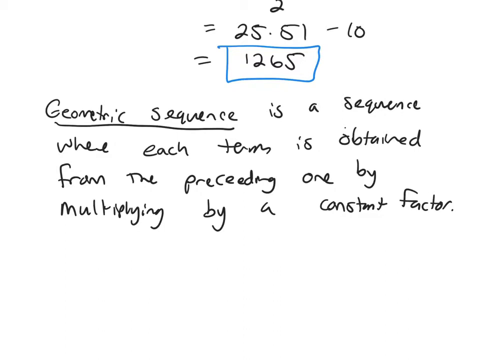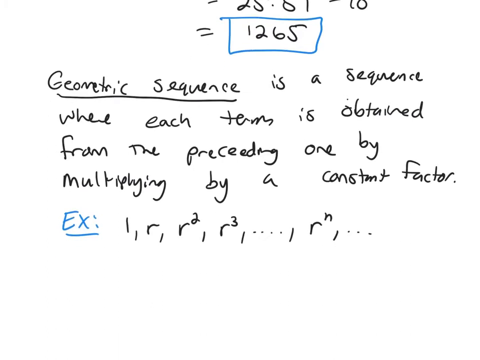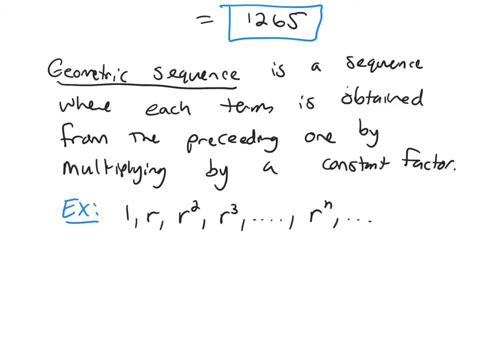So, an example of this, let's say my sequence starts with the number 1 and my constant factor is r, so I multiply 1 by r to get r, multiply by r again to get r squared, r cubed, and in general it would be r to the n. So this is an example of a geometric sequence. The first term is 1 and my constant factor is r.